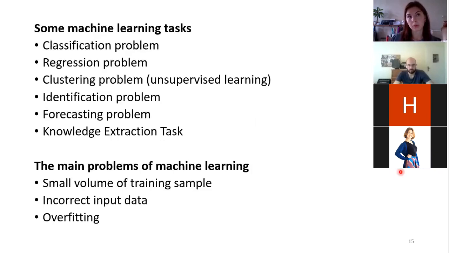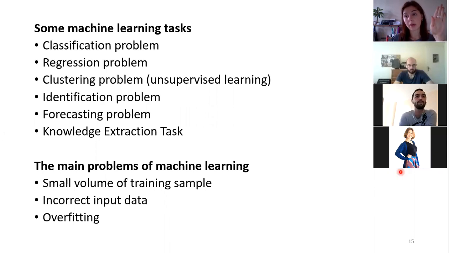Classification problem is when we are trying to find which class a new object belongs to. For example, we have patients with diabetes, and we have a new patient with some parameters, and we try to classify whether this patient has diabetes or not.